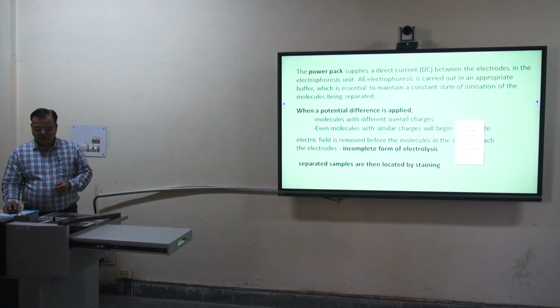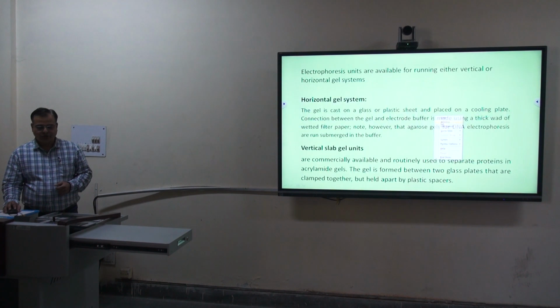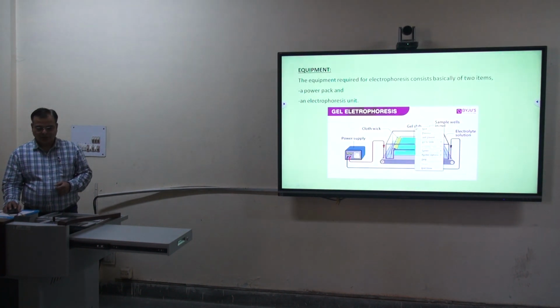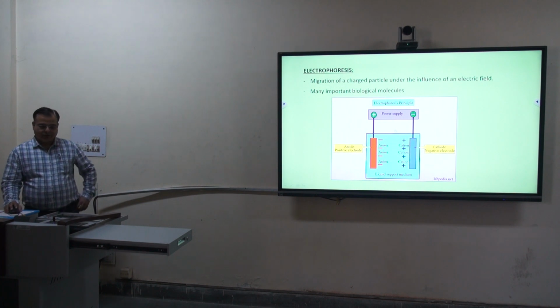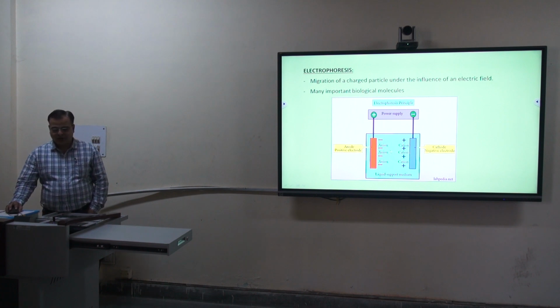So actually, one thing I want to show is that here, this is the earlier slide I have shown you, the process of electrophoresis. In electrophoresis, the charged particle moves under the influence of electric field. So the charged particle starts from one electrode and it moves toward the other electrode. We have to stop when the charged particle reaches the other electrode. We have to stop the process of electrophoresis, otherwise the charged particle will elute from the gel.